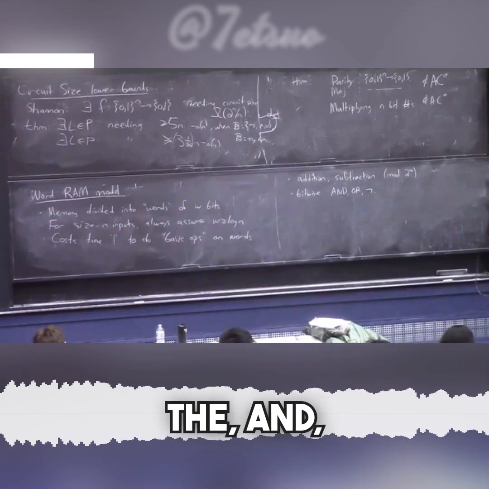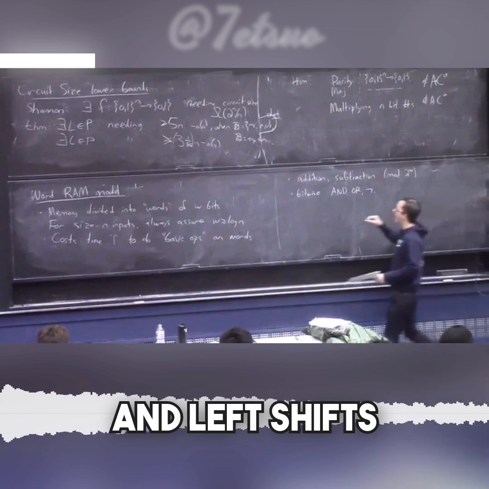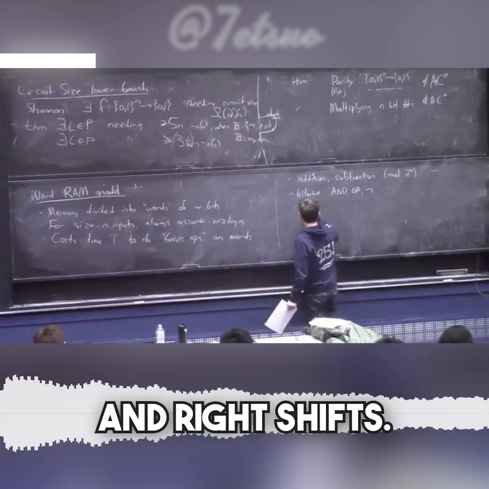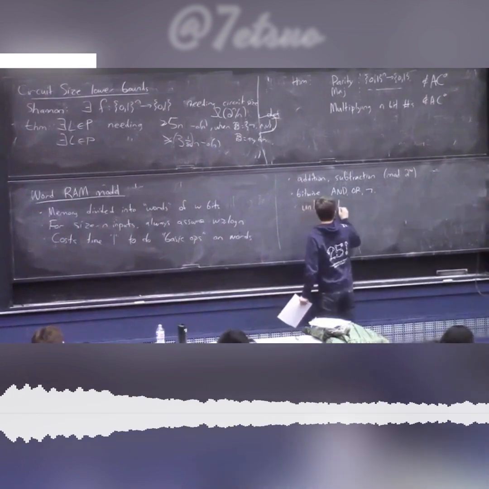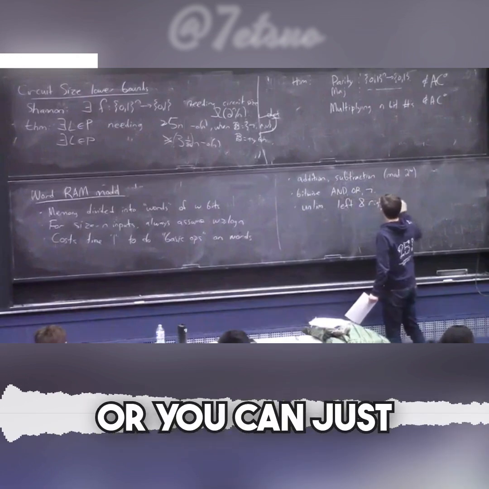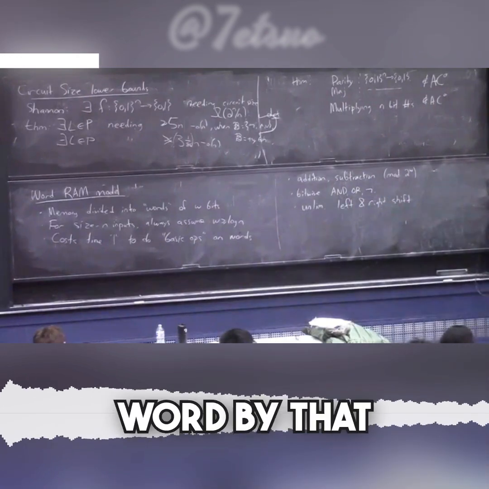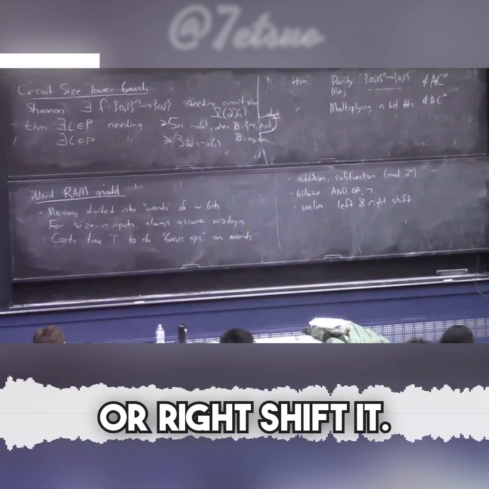Like the bar and the tilde and C or whatever. And left shifts and right shifts. But you can just specify any amounts between 1 and w and say left shift this word by that number of bits or right shift it.